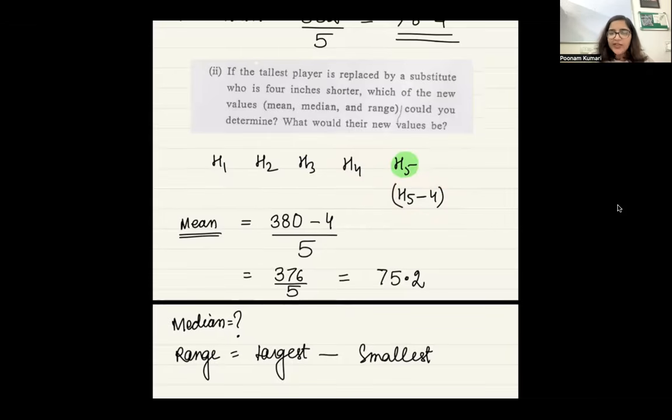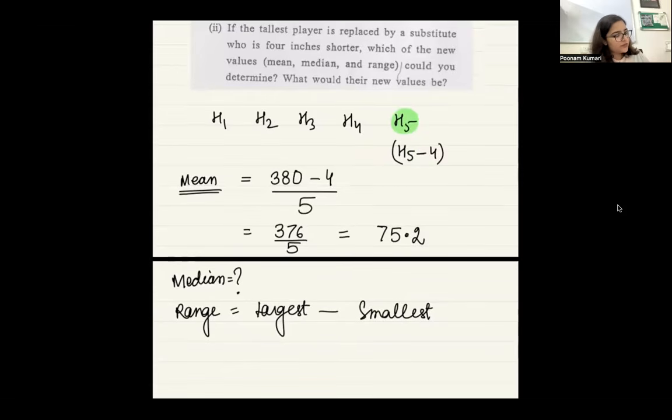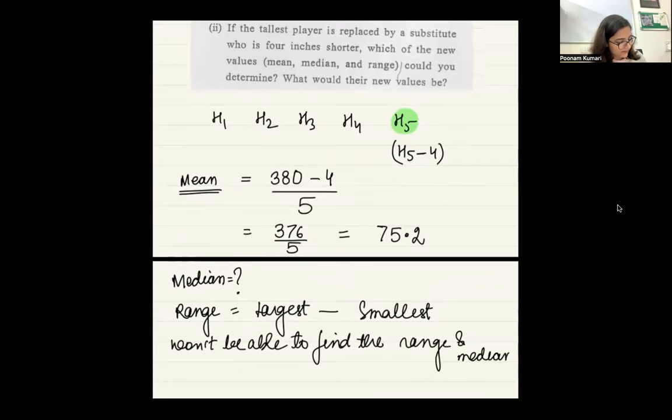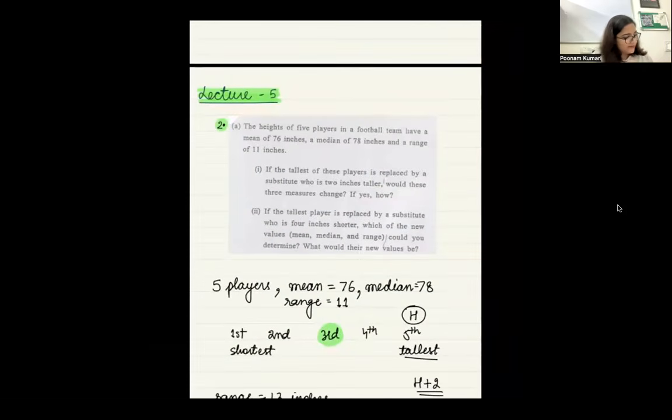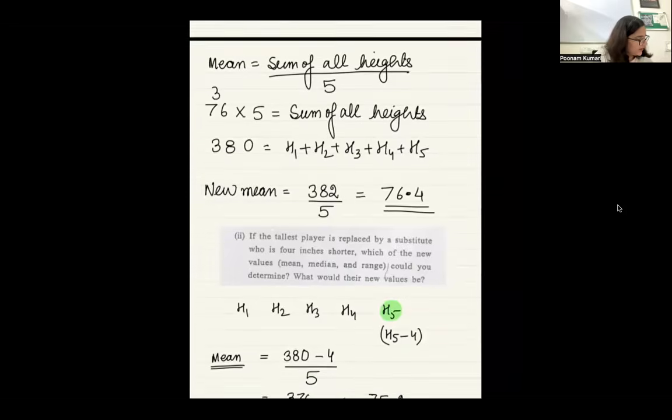Okay. So that is why I will not be able to find the range and median. So we won't be able to find the range and median. Is that clear? ठीक है? Yes. Perfect. So कर लेंगे if we have some problem like this in the exam. Yes. Perfect. All right. Let's do one more.